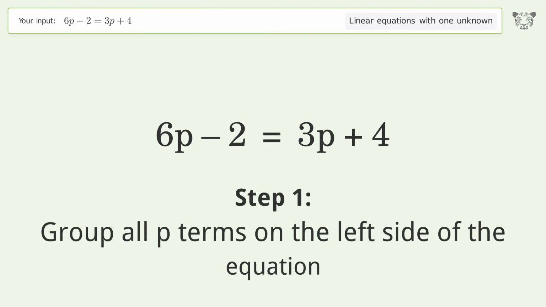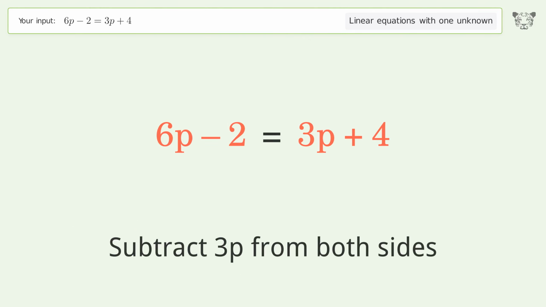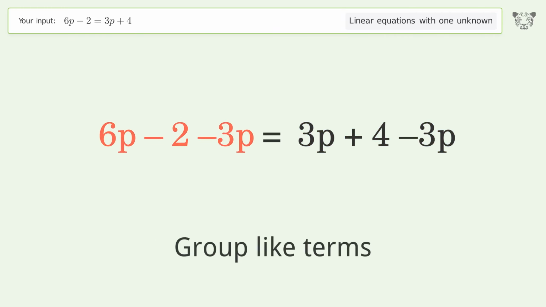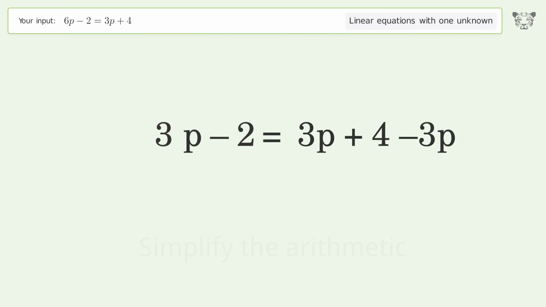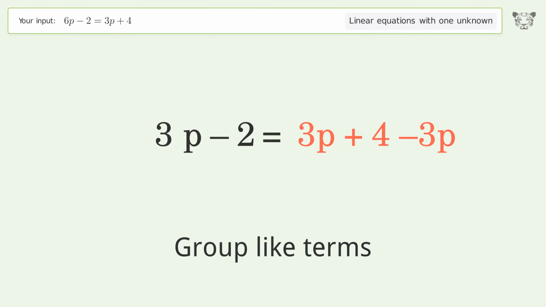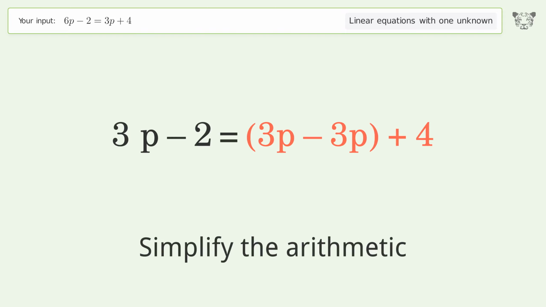Group all p terms on the left side of the equation. Subtract 3p from both sides. Group like terms. Simplify the arithmetic. Group like terms. Simplify the arithmetic.